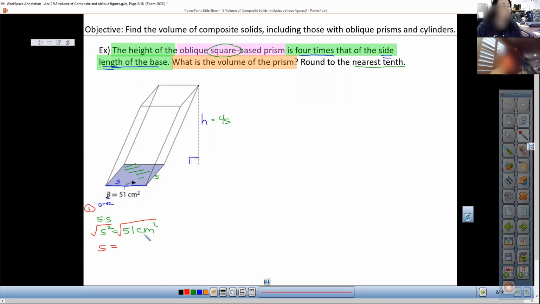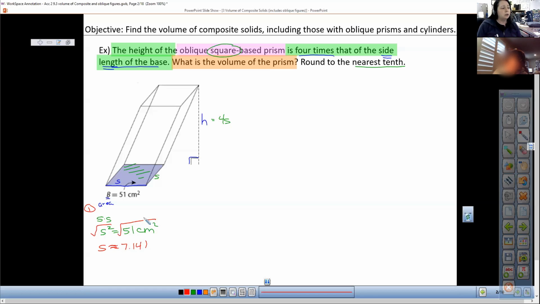So square root of 51. 51 is not a perfect square. So here's where we're going to want to use our calculators, and we're going to want to carry this out for best practice a couple of places beyond the tenths place where we round at the end. So like the thousandths, 3 decimal places. So let's take the square root of 51. And we get 7.141. So I'm going to make this the approximate symbol.